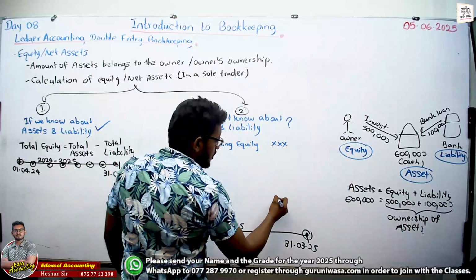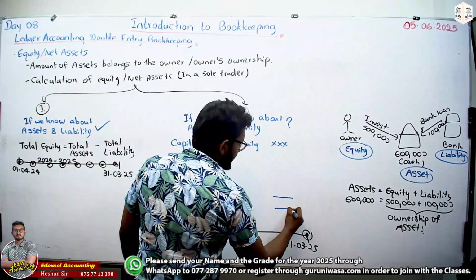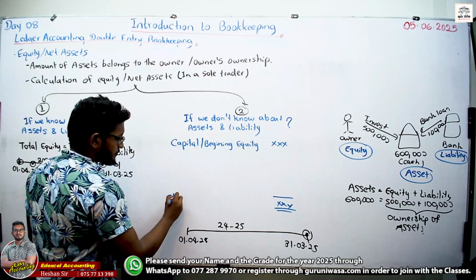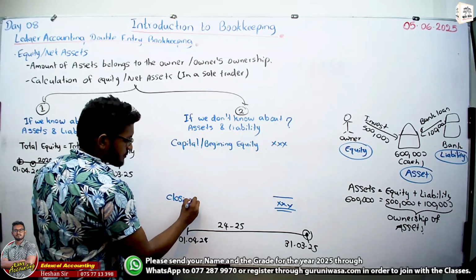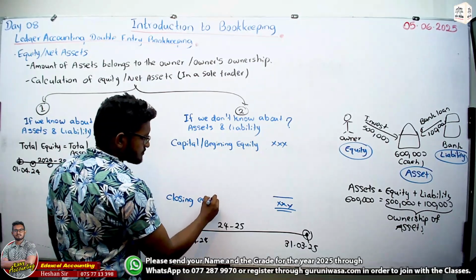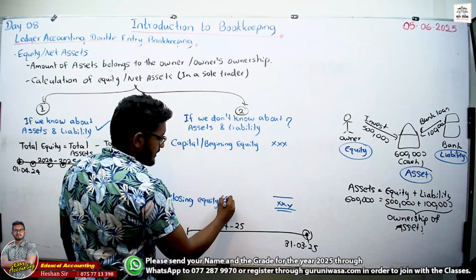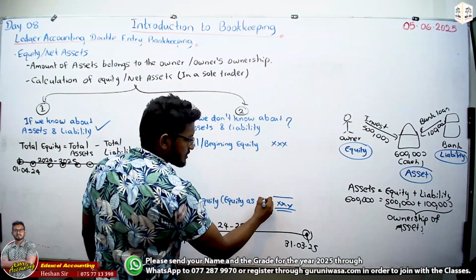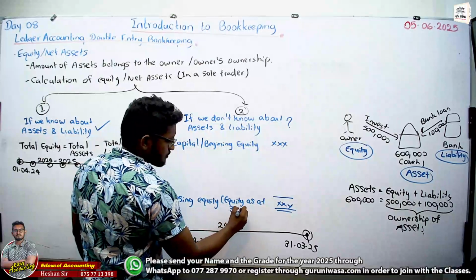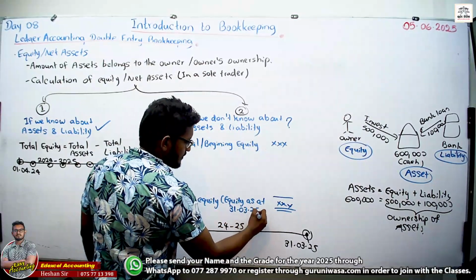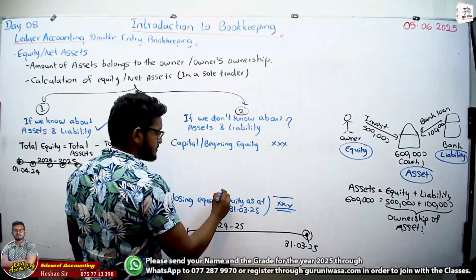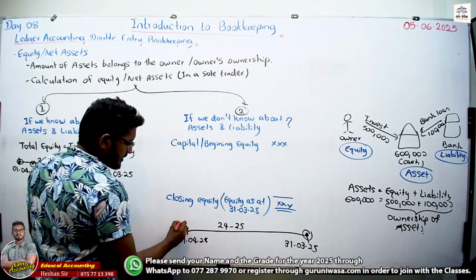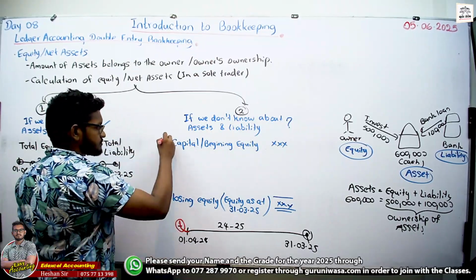Now, our objective is to calculate closing equity. Closing equity means equity as at 31st of March 2025. Ending date equity calculation is the objective. First, we are taking opening equity, this date equity, number 1.